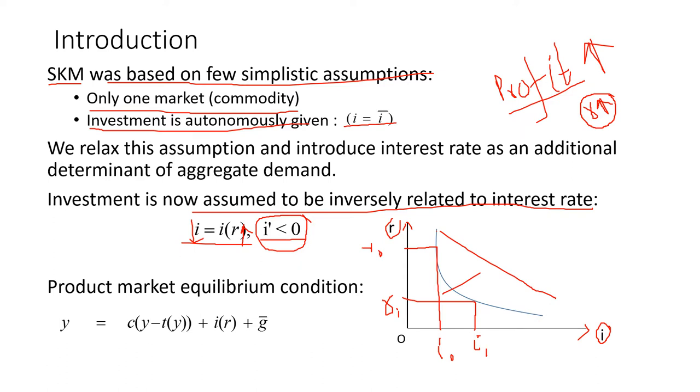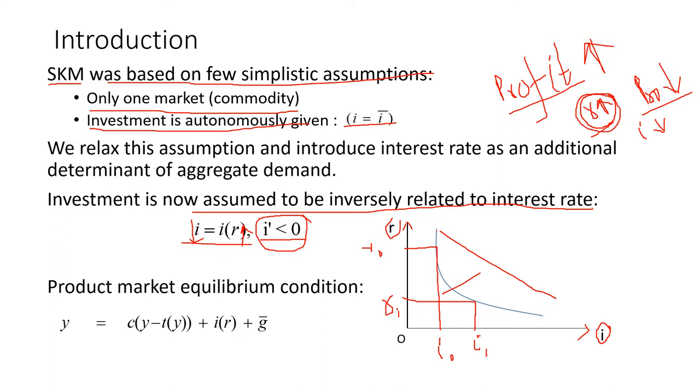So if the rate of interest increases, your profitability should fall, because your cost of investment is increasing. In a very simple way, you can say that if the rate of interest increases, then your investment will fall. Think of a situation where you invest in something, you are producing something, and you are borrowing money from the bank. For that, you will have to pay this rate of interest, R, on your borrowed money.